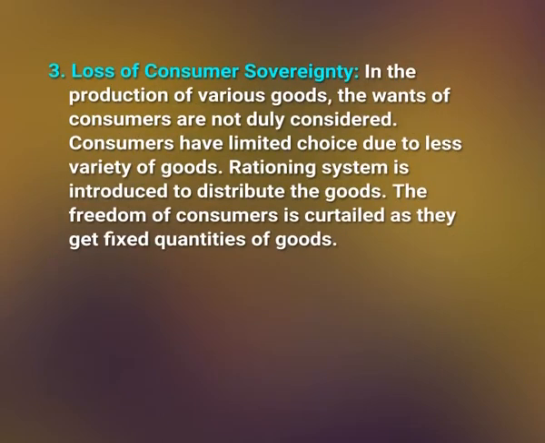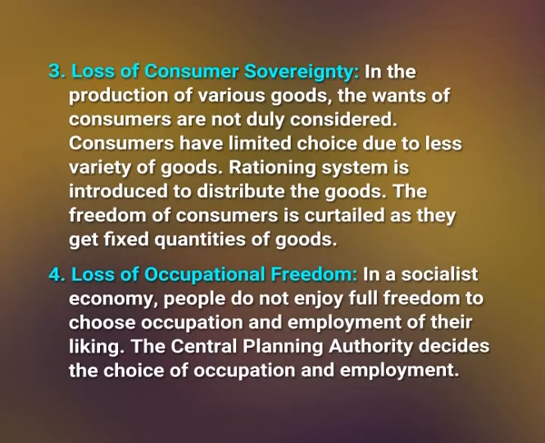Third one is loss of consumer sovereignty. In the production of various goods, the wants of consumers are not duly considered. Consumers have limited choice due to less variety of goods. A rationing system is introduced to distribute the goods. The freedom of consumer is curtailed as they get fixed quantities of goods. Fourth one is loss of occupational freedom. In a socialist economy, people do not enjoy full freedom to choose occupation and employment of their liking. The central planning authority decides the choice of occupation and employment.